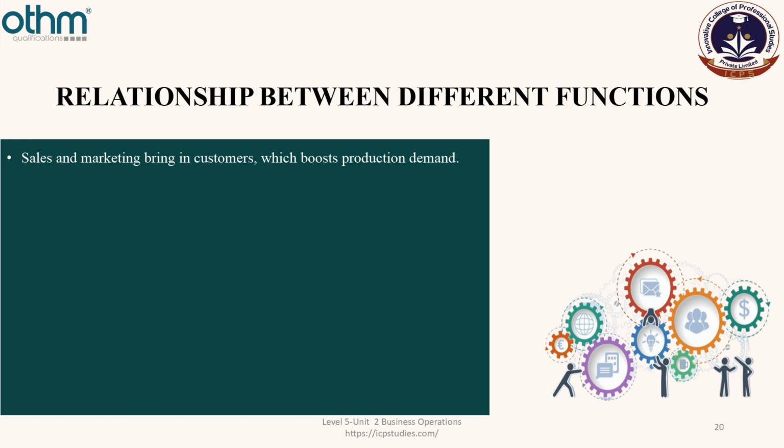So in this slide, I will explain the relationship between the different functions of the business. The sales and marketing bring in the customer, which boosts the production demand. So there is a relationship between sales and marketing and the production department. The production department cannot fulfill the demand, or cannot work, unless the sales and marketing department brings in the customers. The second is that production needs HR to provide skilled workers to make the product.